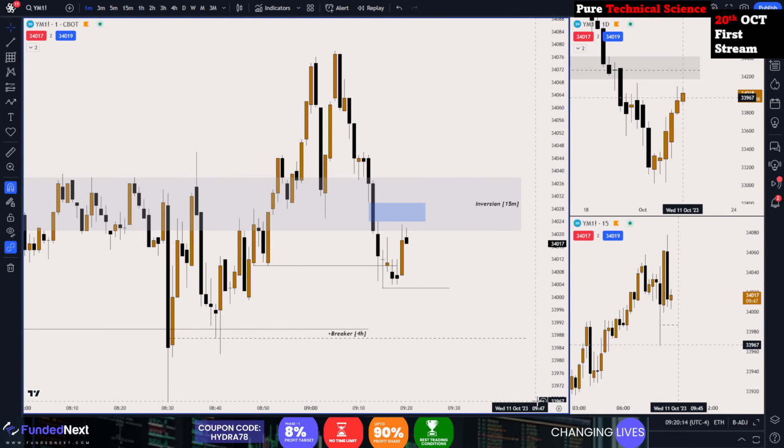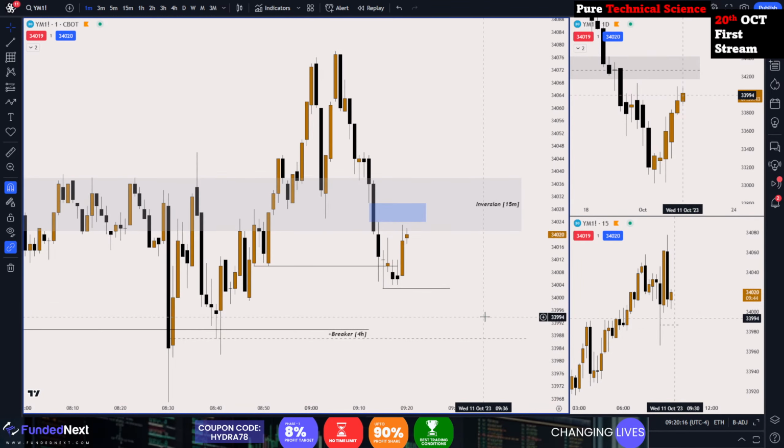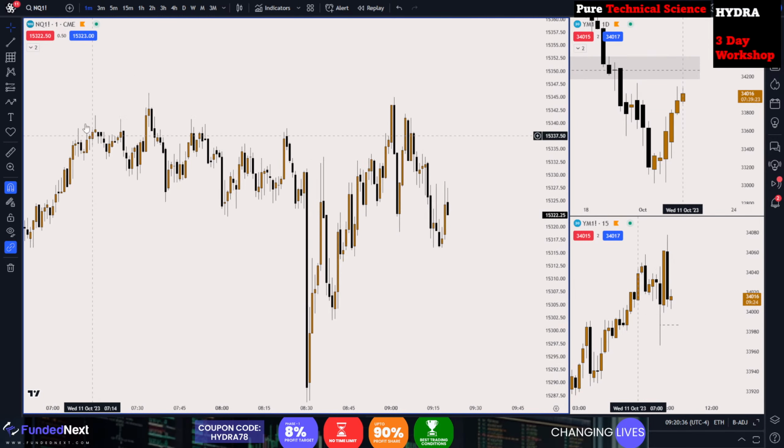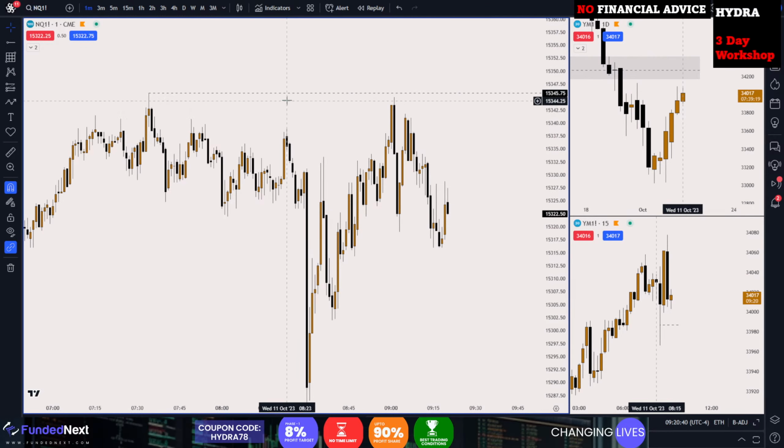Yes, I solely trade Dow. Mostly, you guys will also see me trading on Nasdaq, but mostly Dow. If you look at Nasdaq, it generated relative equal highs. Relative equal highs on NQ. Let me show it to you all. So on the 1 minute chart, look at that. I'll be watching these relative equal highs.